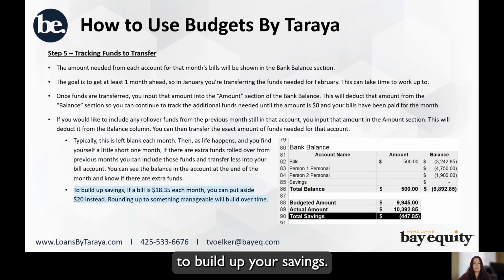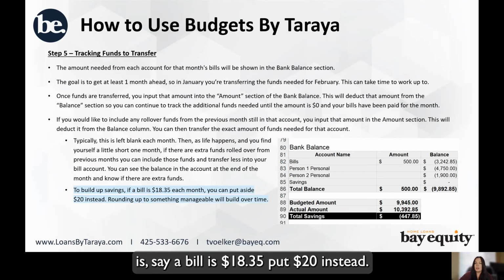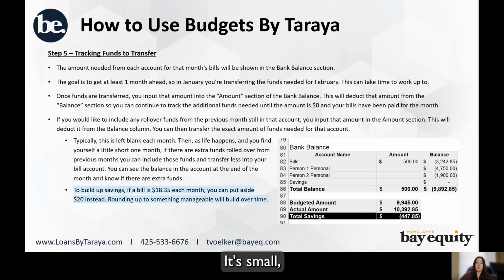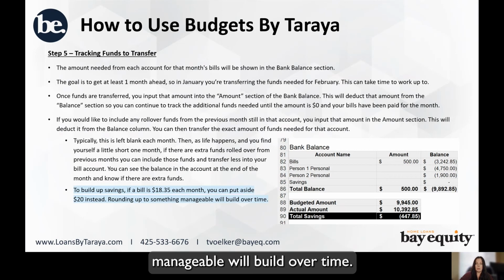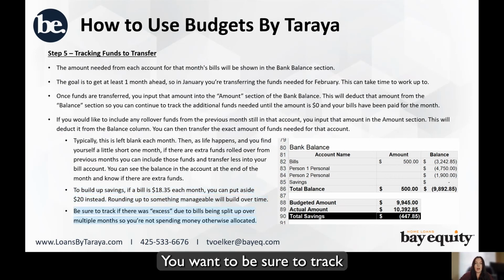To build up your savings, a great way to do that is say a bill is $18.35, put $20 instead. It's small, but rounding up to something manageable will build over time. You want to be sure to track if there is excess due to bills being split up over multiple months, though, so that you're not spending money that was otherwise allocated.